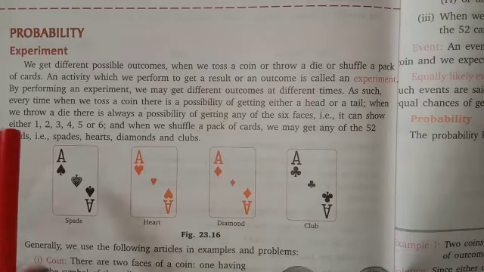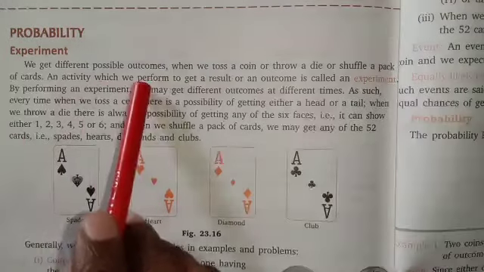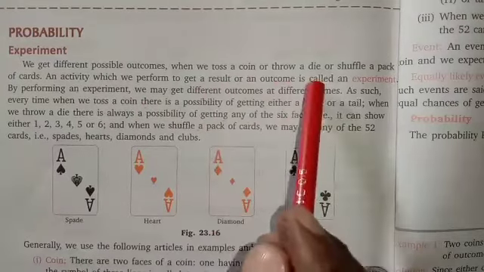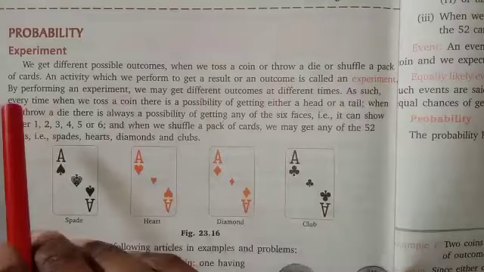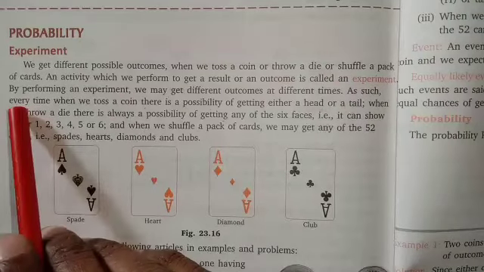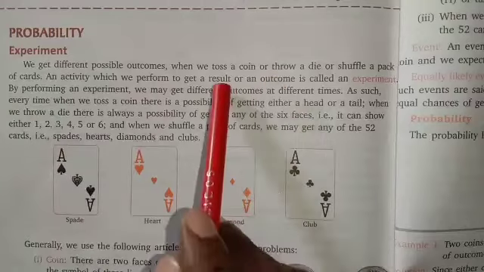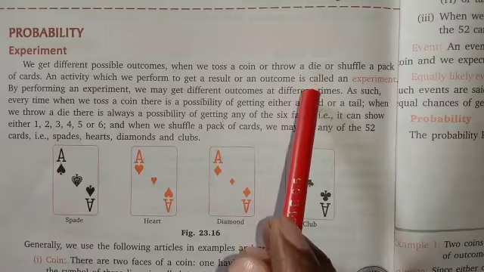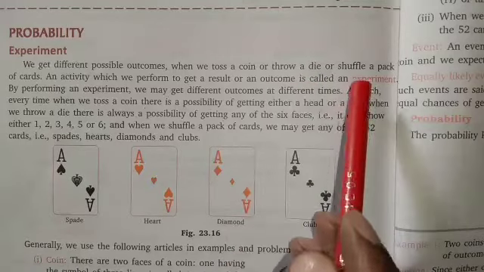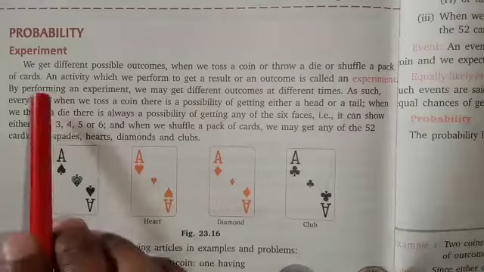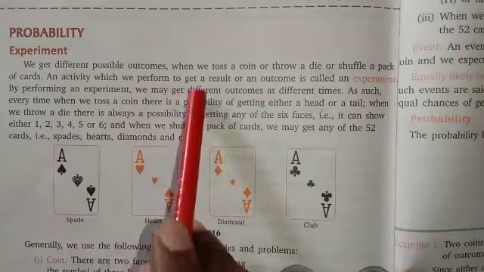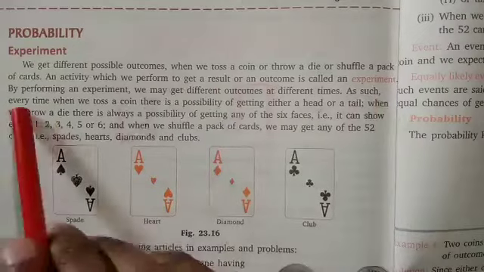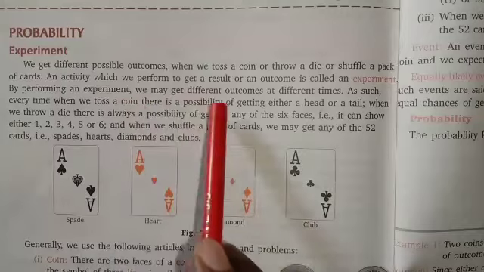First, the experiment. We get different possible outcomes when we toss a coin, throw a dice, or shuffle a pack of cards. These are all experiments. When you toss a coin you will get head or tail. When you throw a dice, what you will get? 1, 2, 3, 4, 5, 6. And for a shuffled pack of 52 cards. An activity which we perform to get a result or an outcome is called an experiment. By performing an experiment, we may get different outcomes.